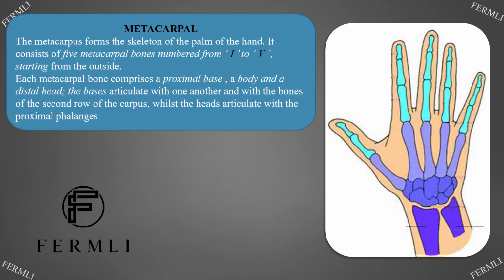Metacarpal. The metacarpus forms the skeleton of the palm of the hand. It consists of 5 metacarpal bones numbered from I to V, starting from the outside. Each metacarpal bone comprises a proximal base, a body and a distal head. The bases articulate with one another and with the bones of the second row of the carpus, whilst the heads articulate with the proximal phalanges.